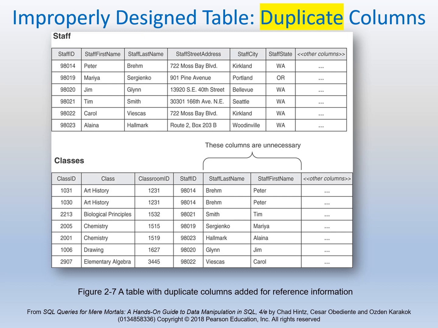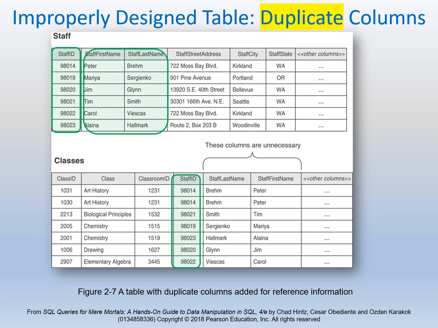This is an example of an improper design because it consists of duplicate columns. If we look at the staff table, we will see we have a primary key called staff ID that uniquely identifies each row in the staff table. On the classes table, we also have staff ID. This allows us to join classes to staff.